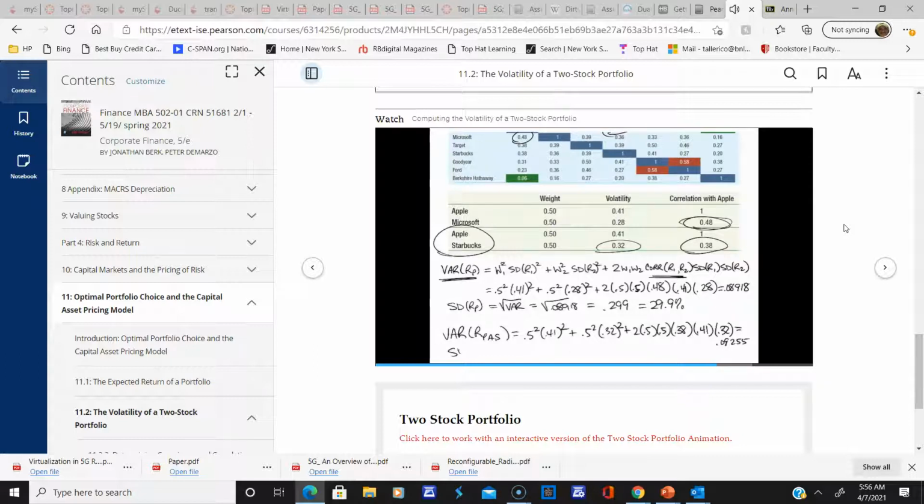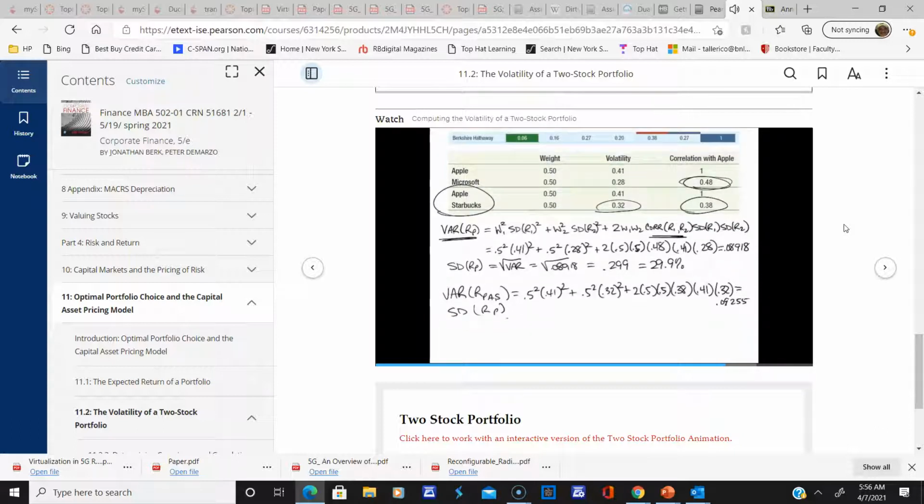0.09255. And so when we do the standard deviation of this particular portfolio, we're going to get the square root of 0.09255, which is 0.304, or 30.4%. So notice that these are extremely close together. Both are basically 30%. So the two portfolios are essentially equally volatile.